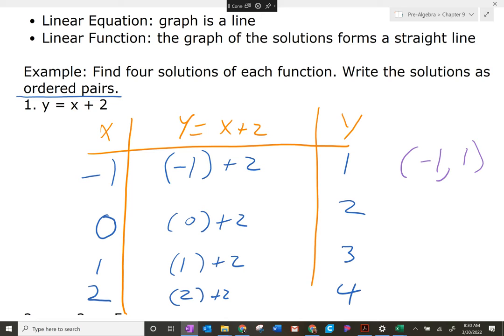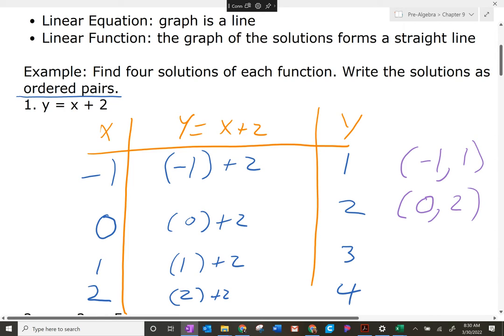My second ordered pair, I take whatever number I had in the x value, which was 0, comma 2, because the 2 was in the y value. Thoughts on what the next one's going to be? 1, comma 3. Very last one? 2, comma 4. So far, you guys all following along?